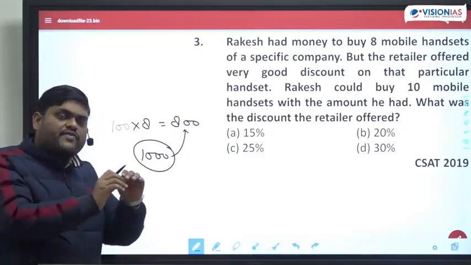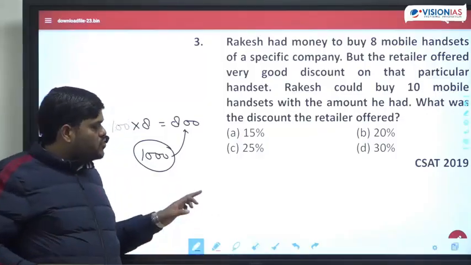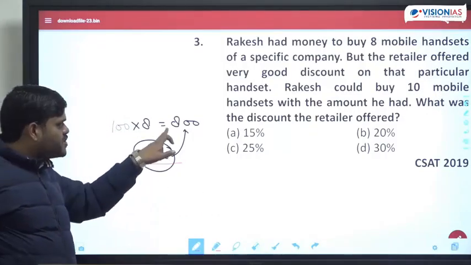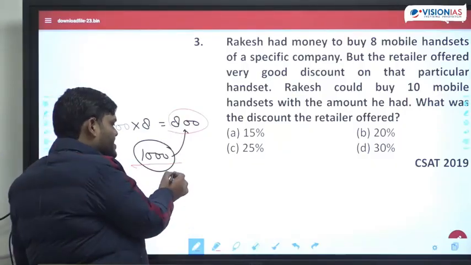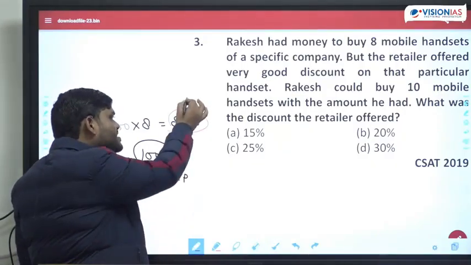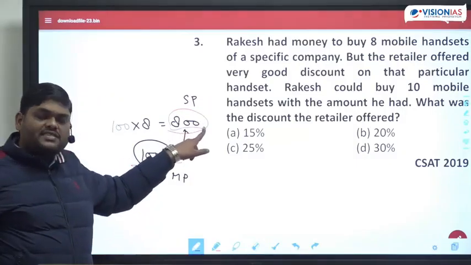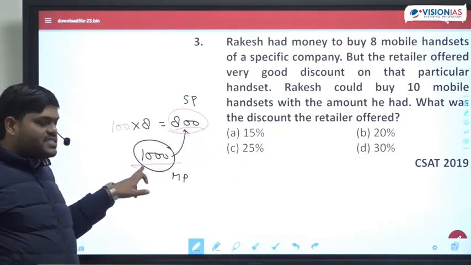If he is not giving the discount, think like this. Suppose he is not giving any discount. So what should be the total price? Total price should be 1000 rupees. But now he is buying in 800 rupees only. That means this is the market price and this is the selling price, because he is getting 10 mobiles for 800 rupees.